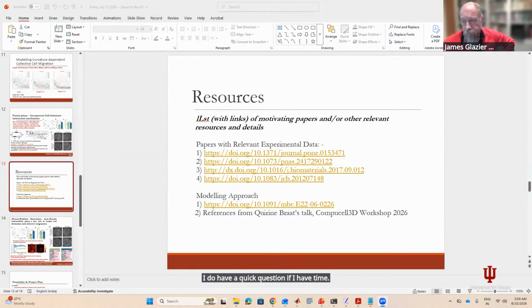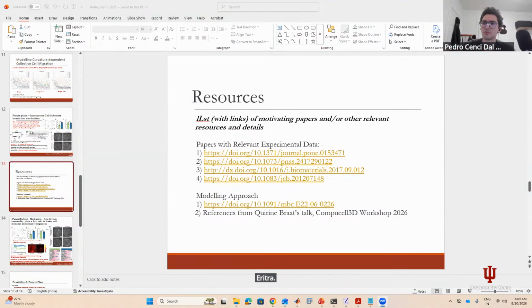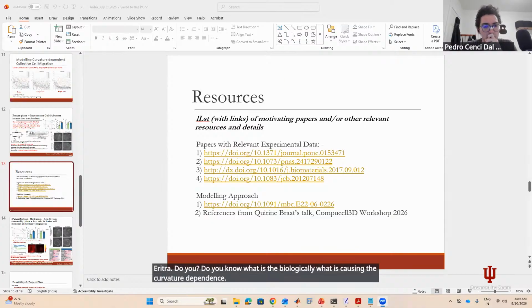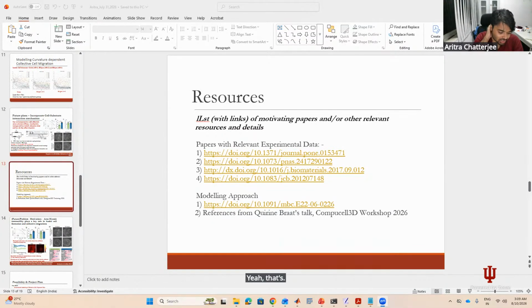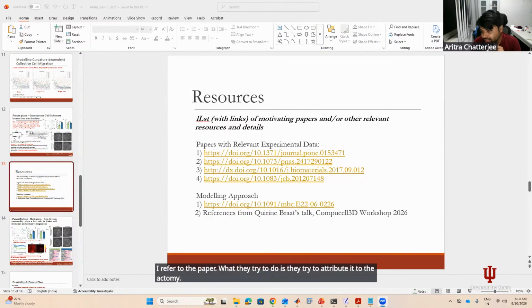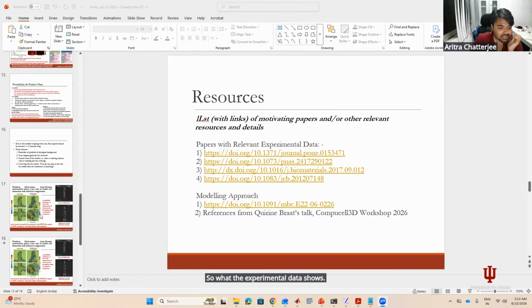Go ahead. Aritra, yes. Do you know what is biologically causing the curvature dependence? Yeah, that's an interesting question. So the paper, the data that I refer to, what they try to do is attribute it to the actomyosin contractility as well as the cell cadherin strands. So what the experimental data shows is, if the experiments are done, okay, I think I have it here.